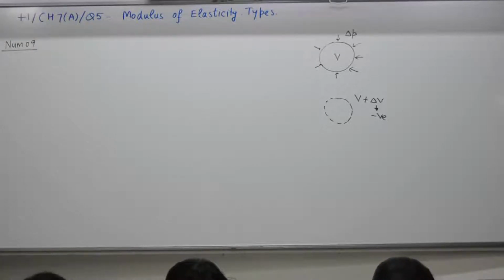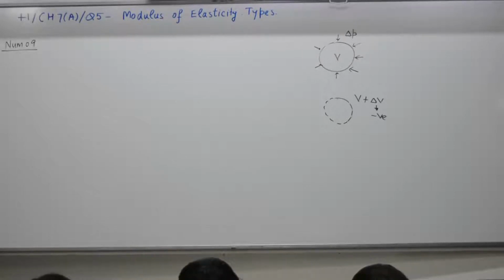Numerical number 9: a solid ball 3 centimeter in diameter is submerged in a lake at such a depth that the pressure exerted by water is 1 kilogram force per square centimeter. Find the change in volume of the ball if the bulk modulus of the ball is 10 to the power 7 dyne per square centimeter. What is given?